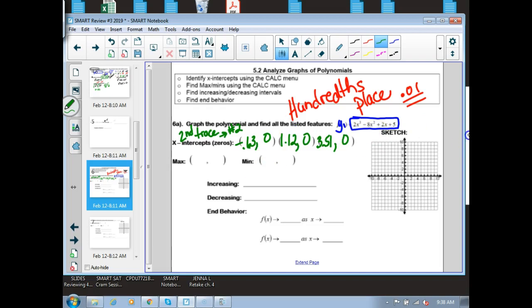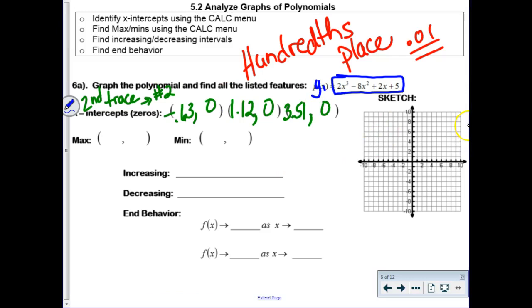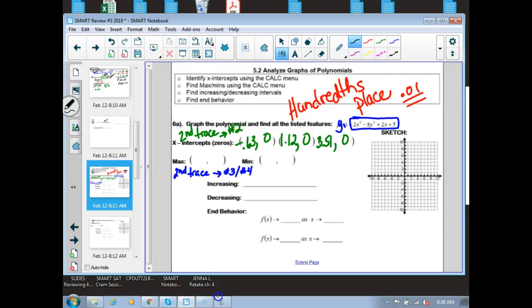Alright, so those are all in the calculator. When you go to find your max and your min, which this graph had both a maximum and a minimum, you're going to go back to the second trace menu. And then you're going to choose either number 3 or number 4, depending on whether you were looking at a maximum or a minimum. So, back to my calculator.